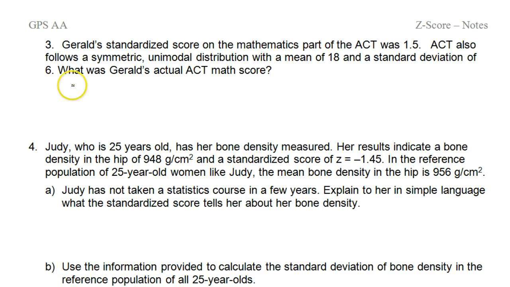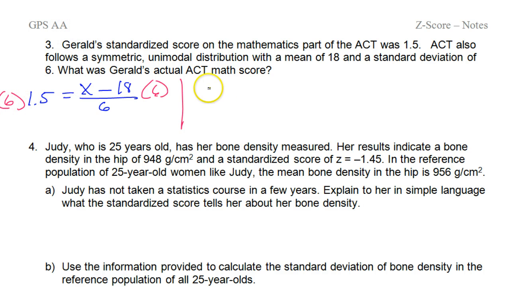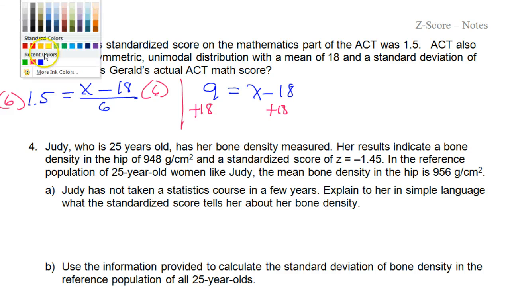Okay, so here again, we're given the standardized score. We're given the z-score of 1.5. That's going to equal the value minus the mean divided by the standard deviation. Okay, so I would multiply by 6 on both sides. What do I get when I multiply 1.5 by 6? You get 9. All right, so I have 9 is equal to x minus 18. So then I'm adding 18 on both sides. So that's 27, right? Yeah.